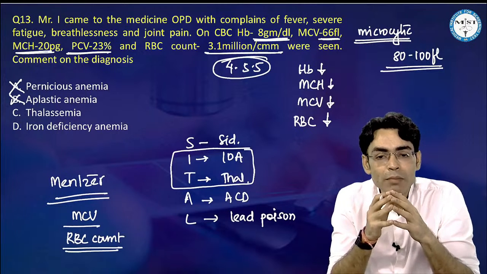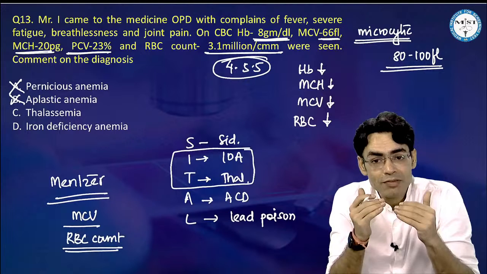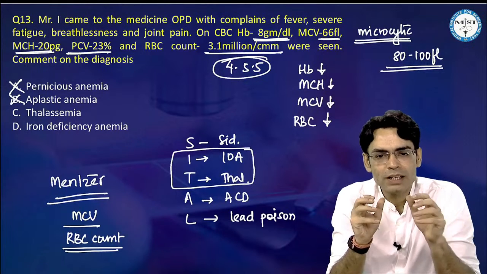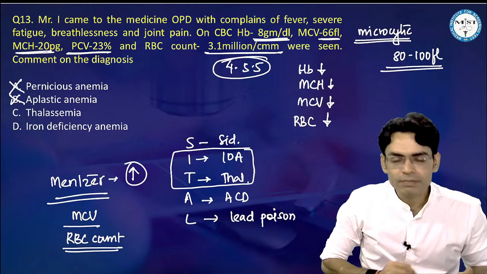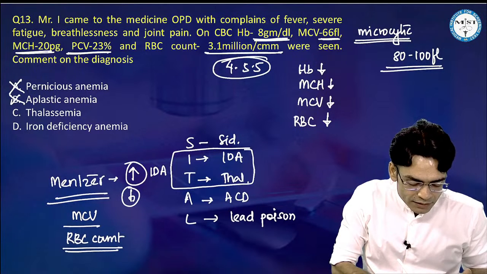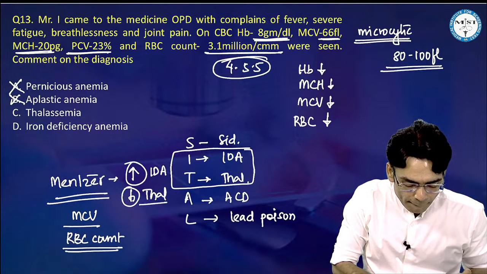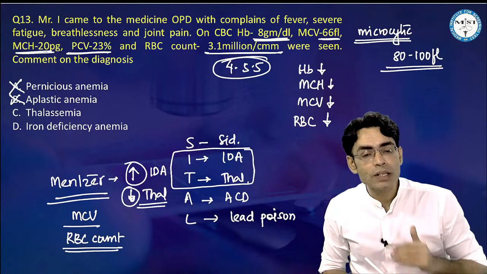Now, when we are talking about MCV upon RBC count, you know that whenever you have this problem, you need not calculate. If the Mentzer index is high, this is IDA. And if the Mentzer index is low, it is your thalassemia. Okay, high is IDA, low is thalassemia.